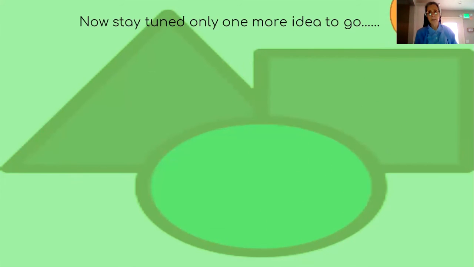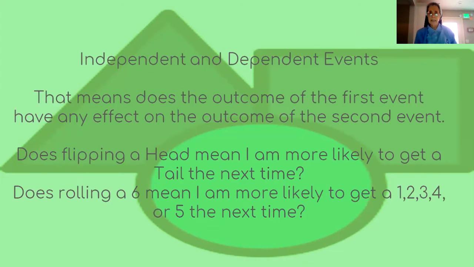And it isn't a very complicated one, so it'll be a good note to end on. Independent and dependent events. So let's think about this. Independent and dependent. People sometimes confuse this with mutually exclusive, but they're not the same at all. So let's look and see if we can distinguish between them.